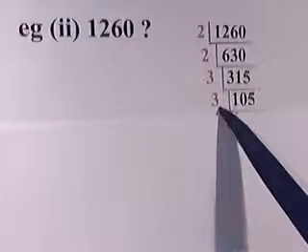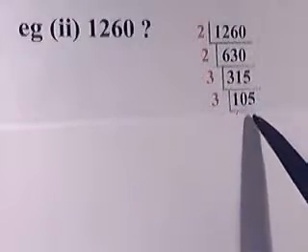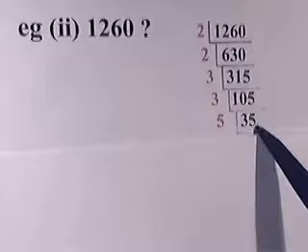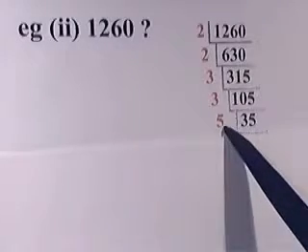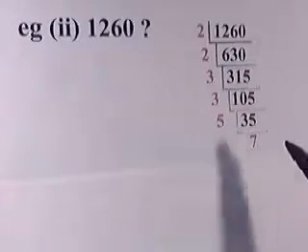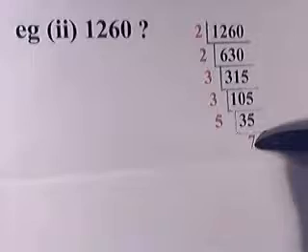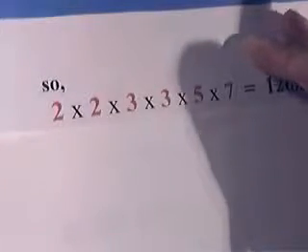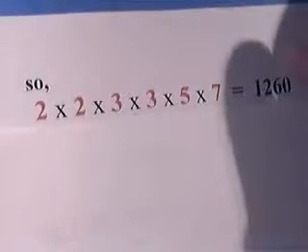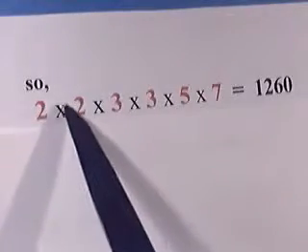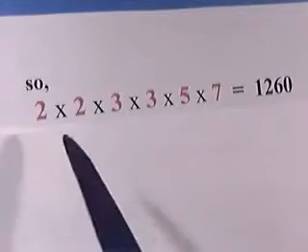This again will divide by 3. 3 into 10 goes 3 times, 1 over, 3 into 15 goes 5 times. Now 35 won't divide by 3, so I now have to move up to the next prime number, 5, divide it into that, and I get 7. Now I need to stop there because all of these numbers are prime numbers. Now when I multiply those prime factors together like this, I get 1260. I have now broken up this large number, 1260, into a product or multiplication of its prime factors.